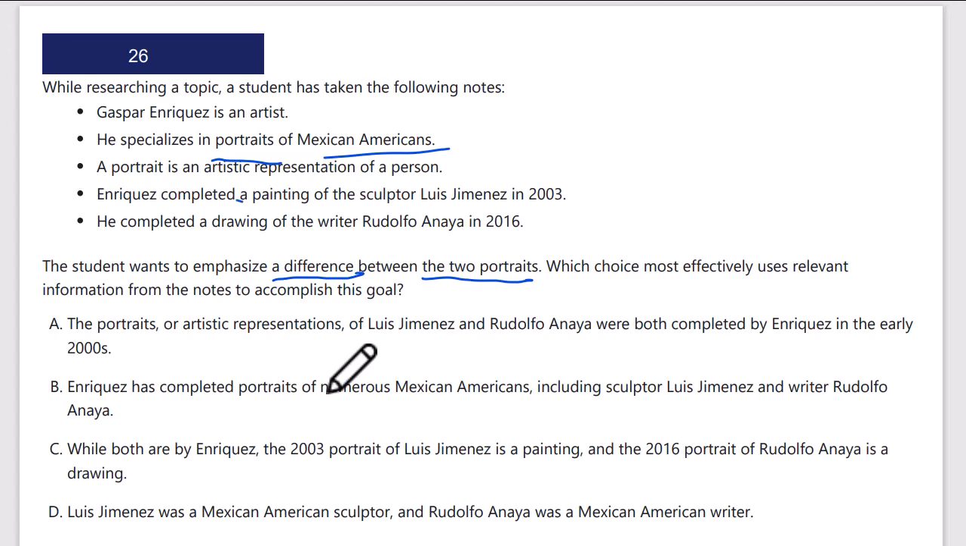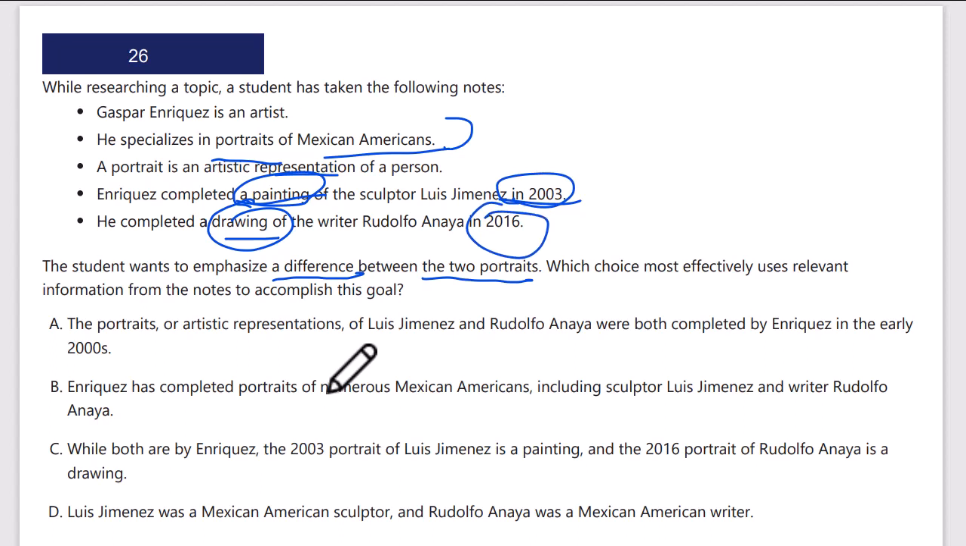Okay, this is a portrait. This is not a portrait. Well, it is. It's a drawing. It just has to be a representation. So he specializes in portraits of Mexican Americans. Jimenez and Anaya, I assume they're both Mexican Americans. One's a painting, one's a drawing. The dates are different. These are the differences between the two.